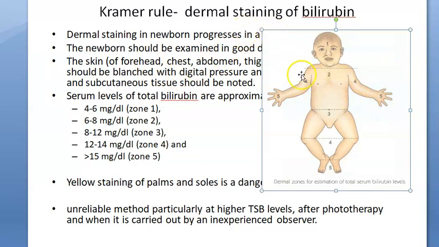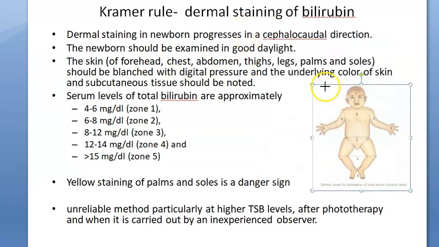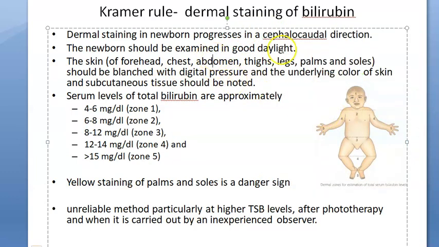So, what you should do, you should put the baby in good sunlight, alright, or in daylight basically. You should examine. You should blanch the skin. The skin should be blanched with digital pressure. So you just put some pressure on the skin and leave. Then you can see the yellow. The underlying color of skin and subcutaneous tissue should be noted when you press on the skin and leave.